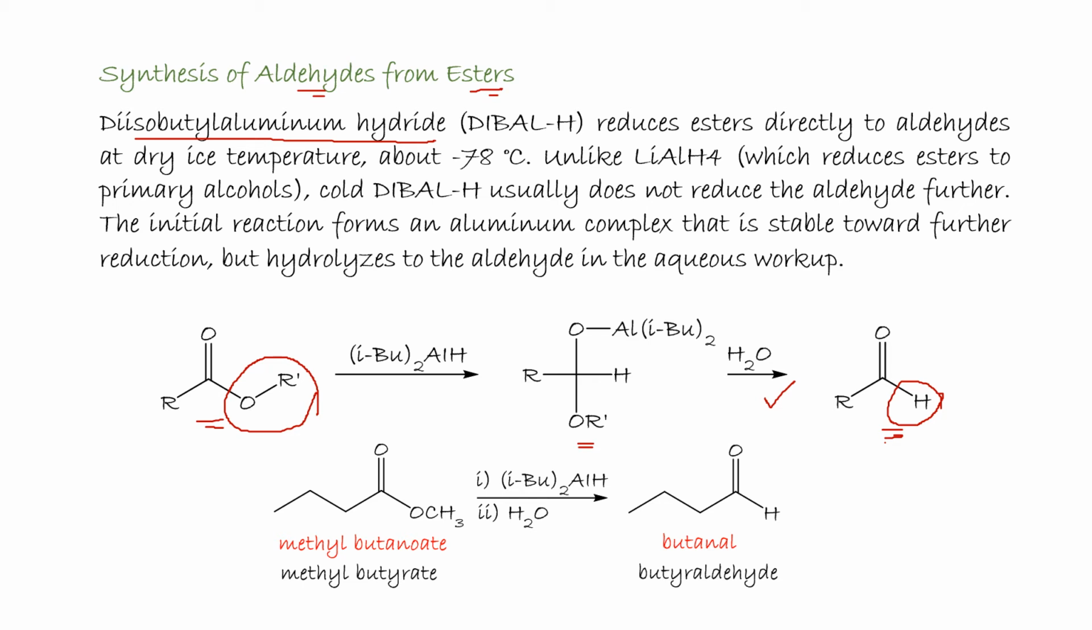Again, methyl butanoate, common name methyl butyrate, with diisobutyl aluminium hydride as the first step. Then you add water later on in the reaction. You get butanal, common name butyraldehyde.